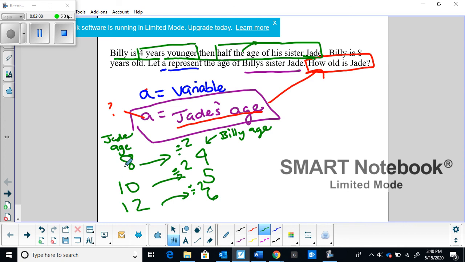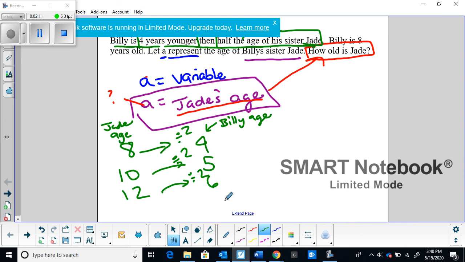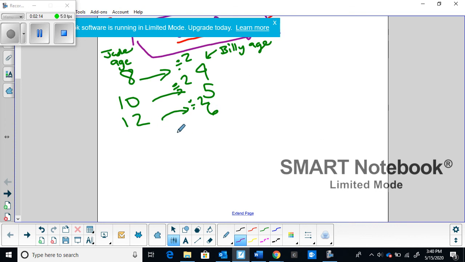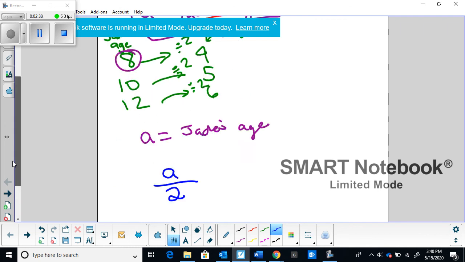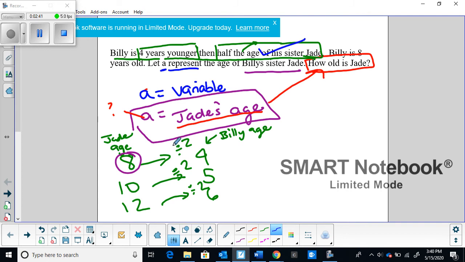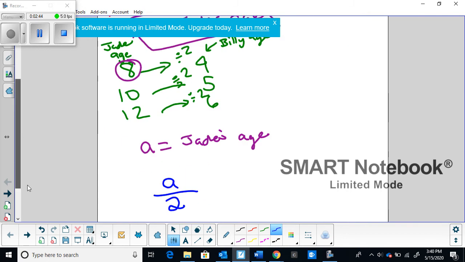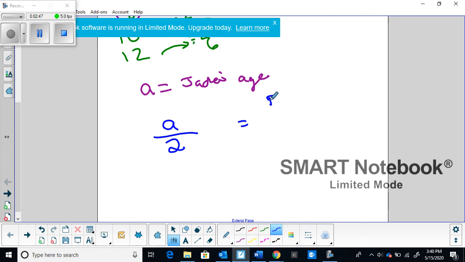Let's write that out as an equation, because that's the first part that we needed to know. Whatever Jade's age is, we don't know what that is, but what did we say Jade's age was going to be represented as? A. So A is equal to Jade's age. Remember that. Now let's write it as it is. If A is Jade's age, we need to divide Jade's age by 2. A divided by 2 is going to be half of Jade's age. That represents this first part right here. Half of Jade's age is going to equal Billy's age.